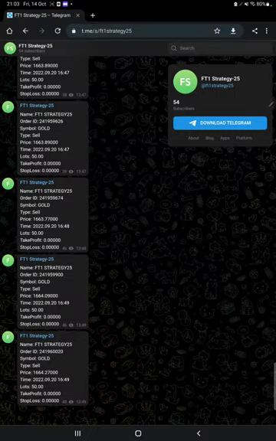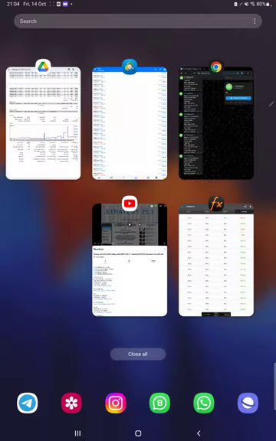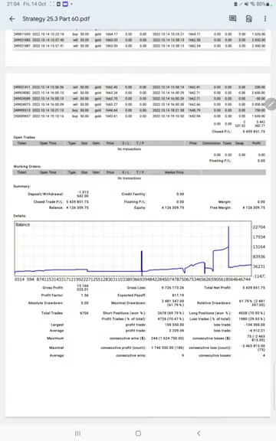Also, we have MT4 to Telegram, so by following the FT1 Strategy 25 channel, we can stay updated on each trade that we have taken and verify it with the order ID, how much profit and loss we have booked. After that, we have the trading account statistics from the statement.